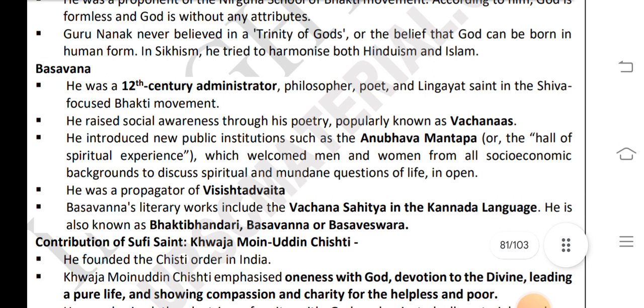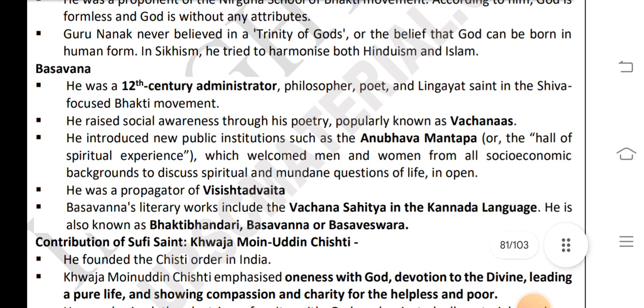According to him, God is formless, and God is without any attributes. Guru Nanak never believed in the Trinity of God or the belief that God can be one in human form. In Sikhism, he tried to harmonize both Hinduism and Islam.